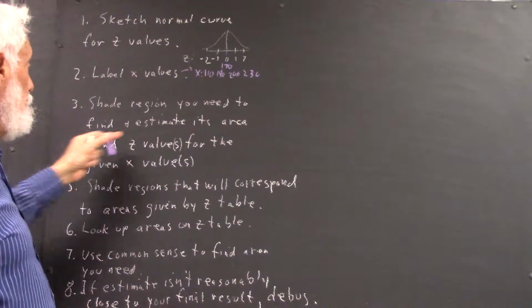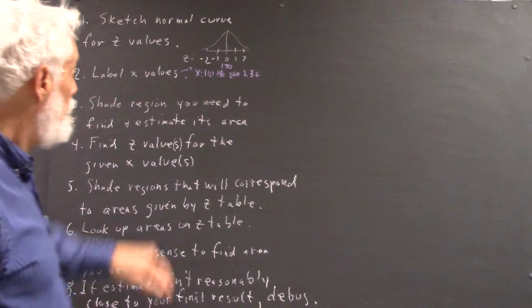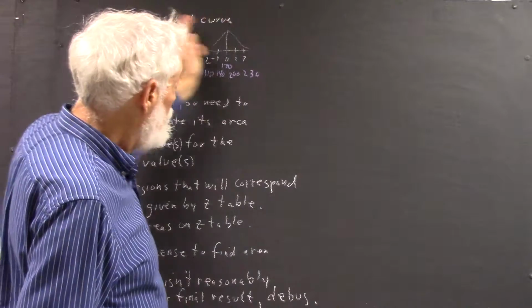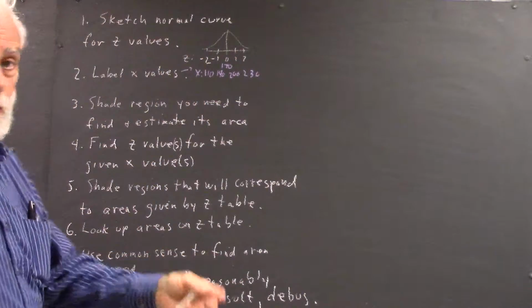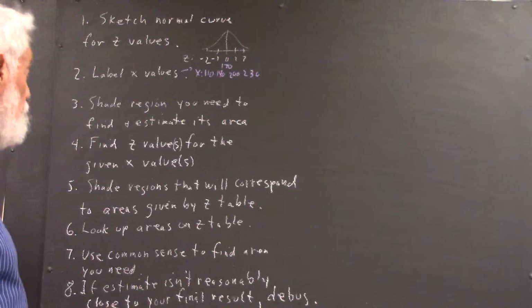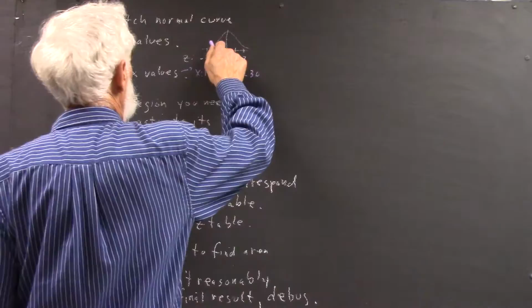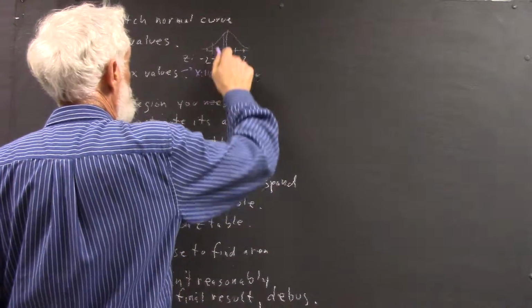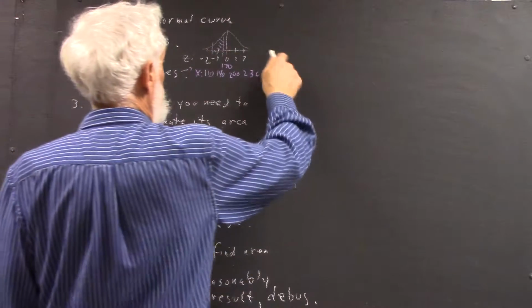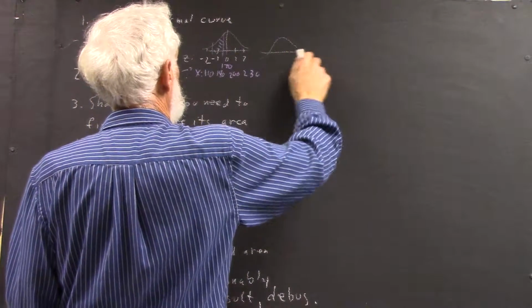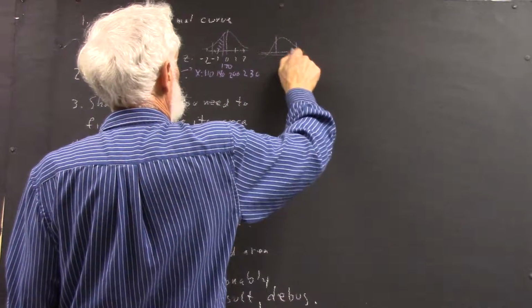Shade the region you need to find and estimate its area. Now, in the case of the example we just did, we had an x value that was about here. We shaded everything to the right because that was the area we chose to use to make the determination for the question that was asked. In general, you could have two x values. Maybe they'll be on the same side of the picture. What else could you have? Well, that's a nice normal curve, but you have two x values on different sides of the middle.